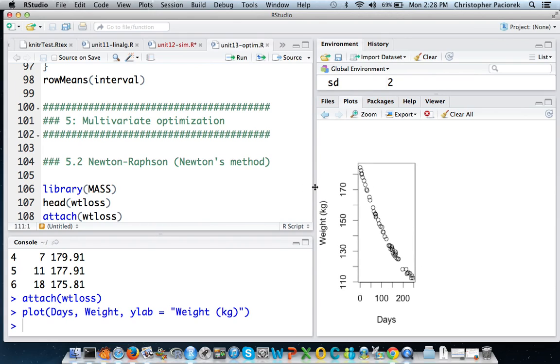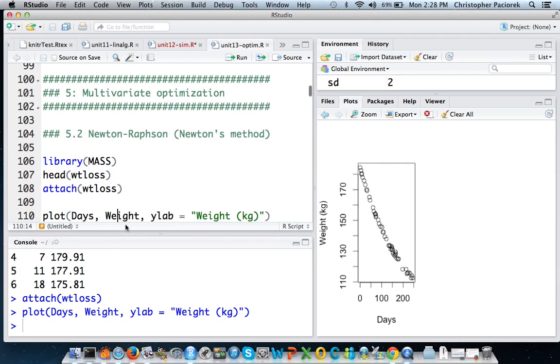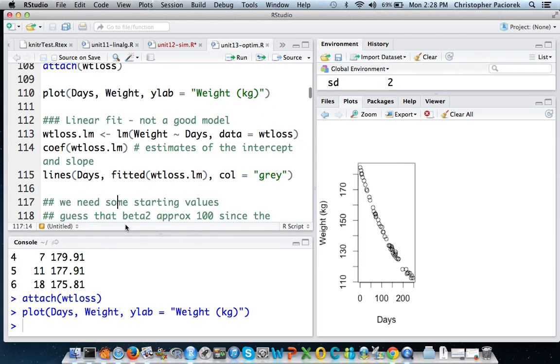What animal was that? Well, I guess that's the other question. I don't know. So maybe it is just a person. Okay, maybe there's some help information in the weight loss object if you do help on it.